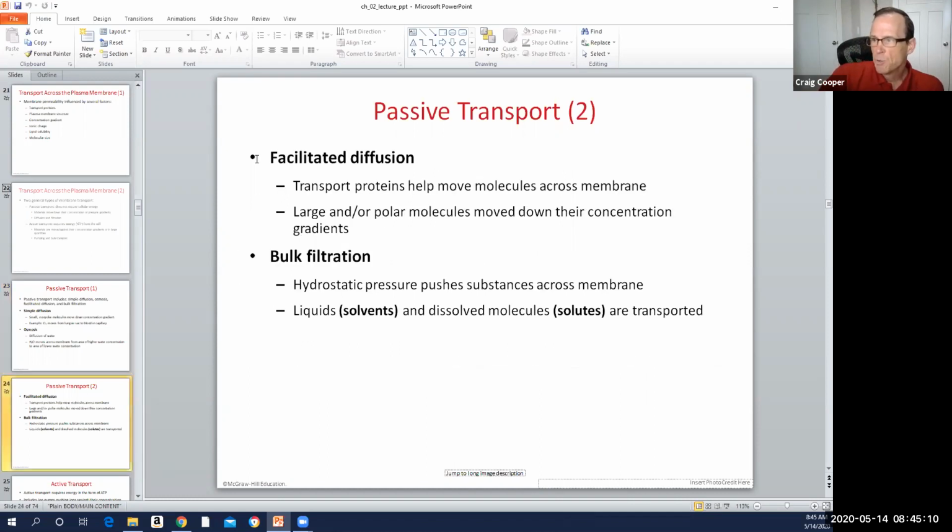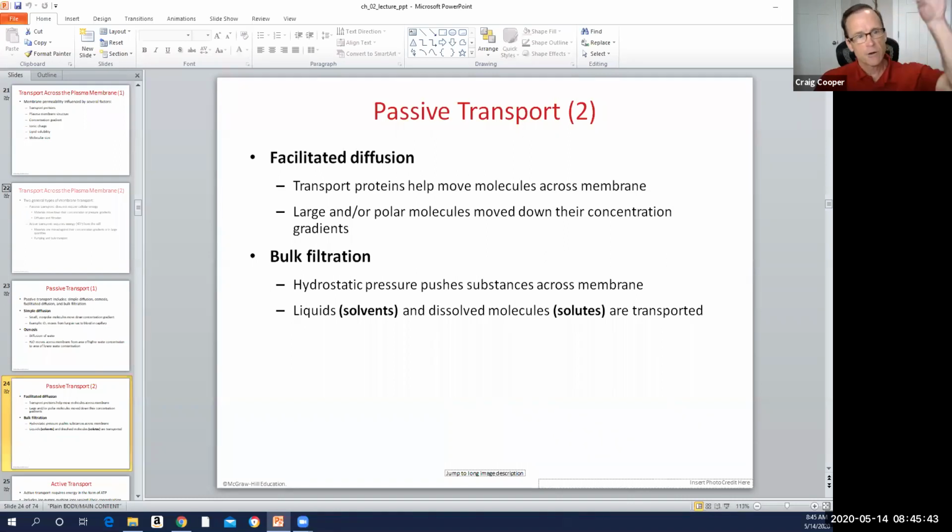All right, the last two ways that we can move things passively are either with facilitated diffusion or through bulk filtration. And so facilitated diffusion is for bigger stuff. We have those transport proteins that are crossing across that entire membrane barrier, and we're going to have something that triggers that gate to open. It's facilitated in that we need a doorway to let stuff in, and we have to open that door, but we don't need to put any energy into it.